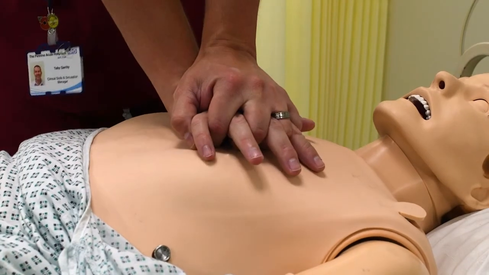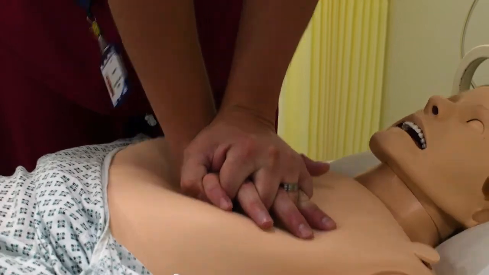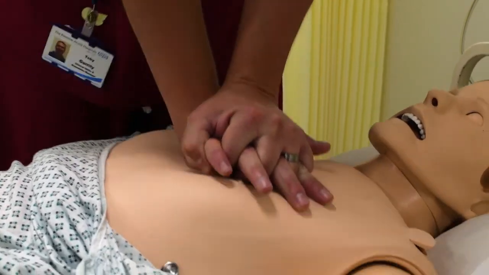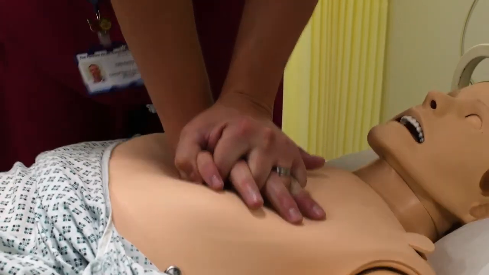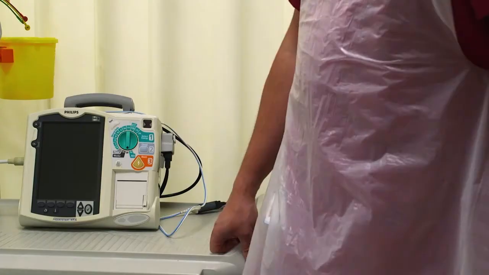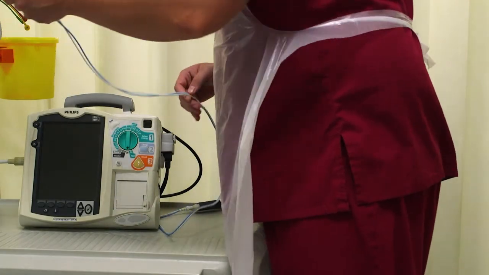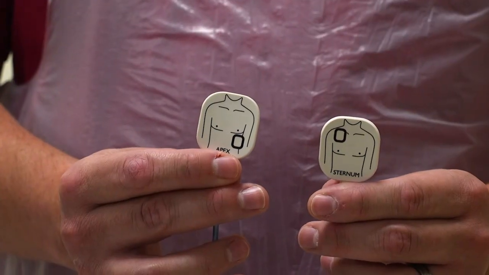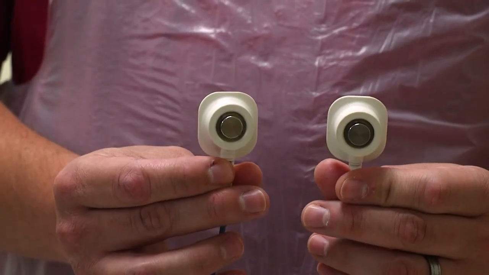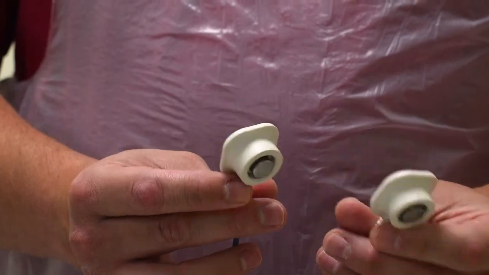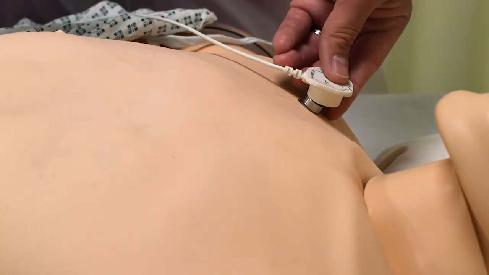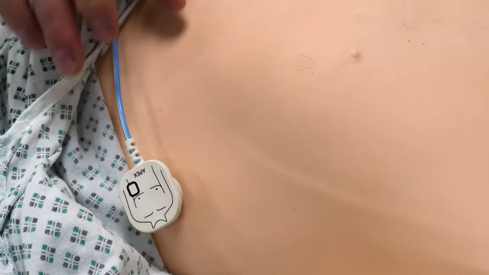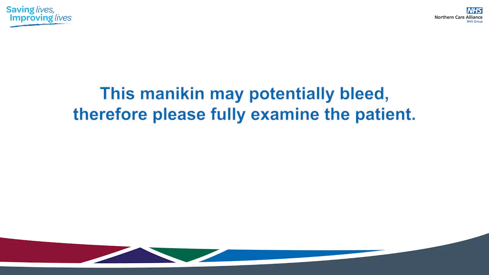You can perform CPR on this mannequin if required. Cardiac compressions and bag valve mask ventilations can be monitored for depth, speed, and correct use. If the defib machine is required, attach the simulation defib leads to the mannequin. These are positioned where you would usually position your pads. If you struggle to put these on, a faculty member will help you. This mannequin may potentially bleed. Therefore, please fully examine the patient.